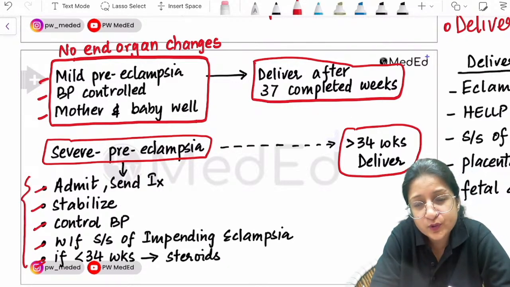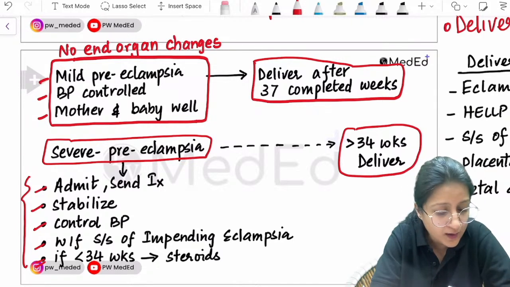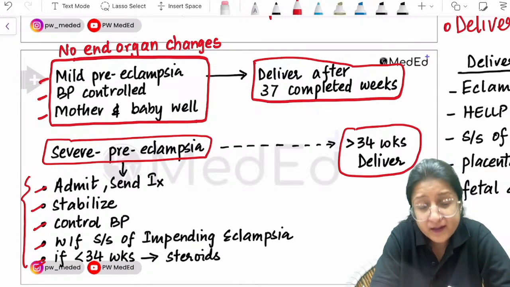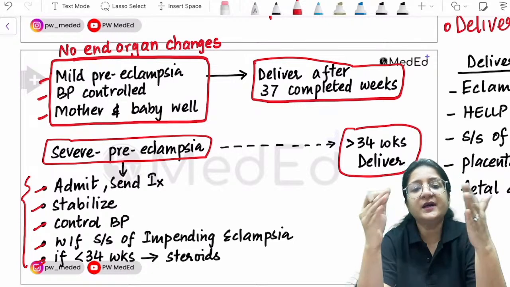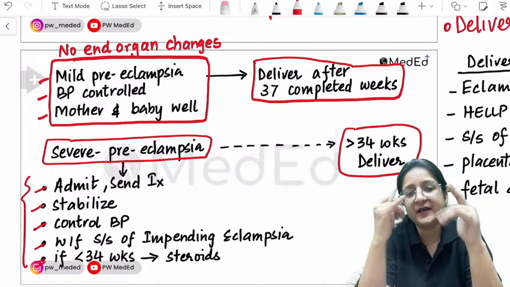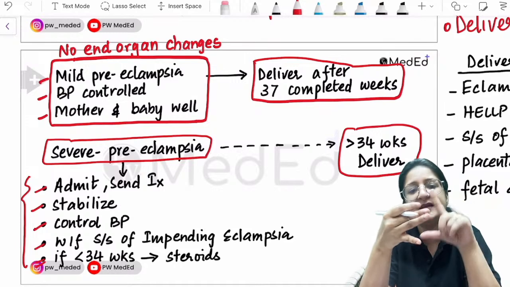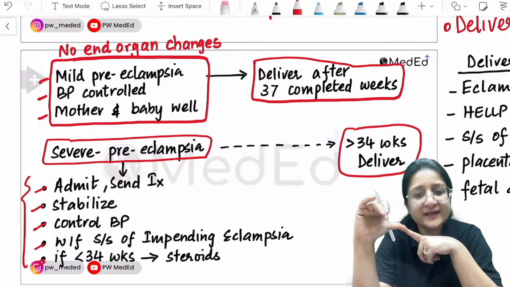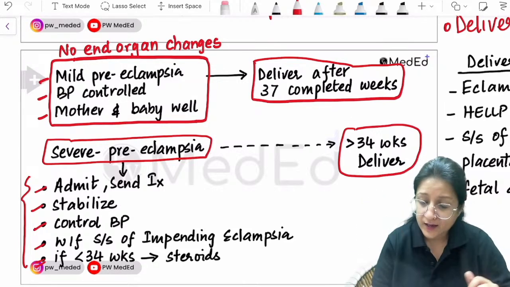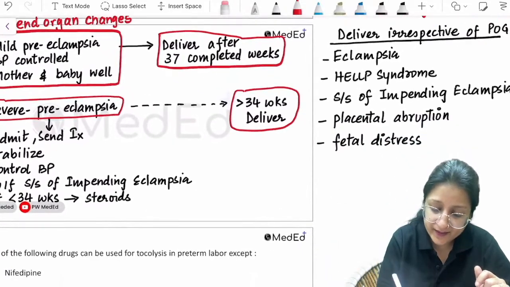We are also going to put all these measures in place at the same time. Any patient with severe preeclampsia, you will do this much: admit, send investigation, stabilize, control BP, watch for signs and symptoms of impending eclampsia. Now, what are these signs and symptoms of impending eclampsia?